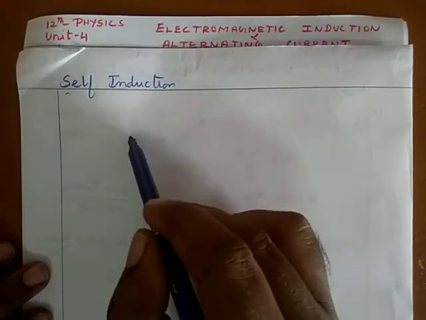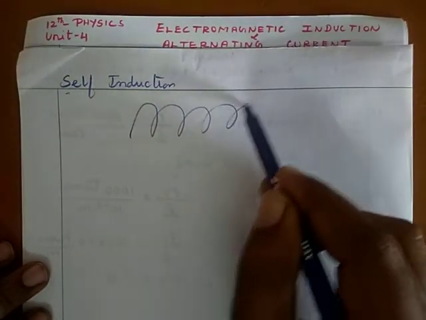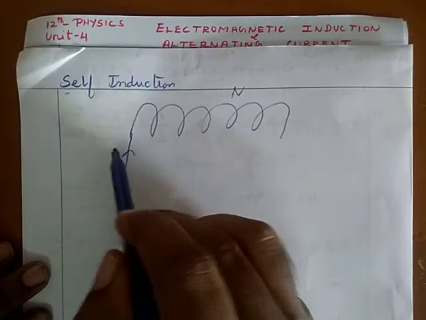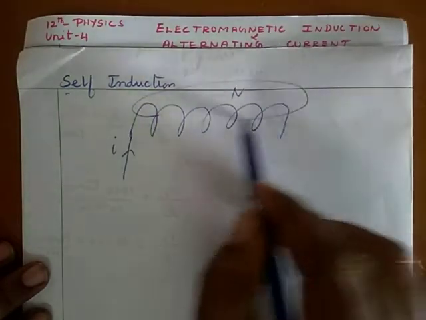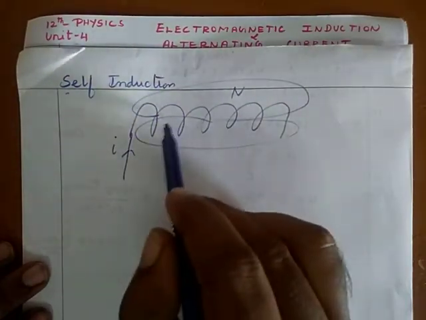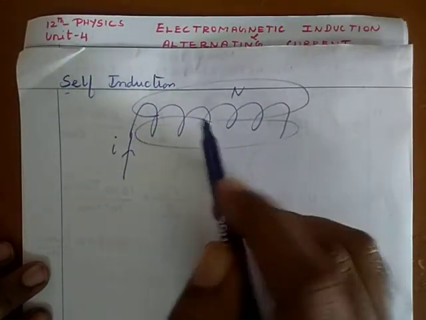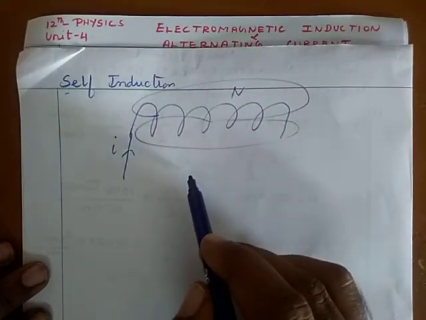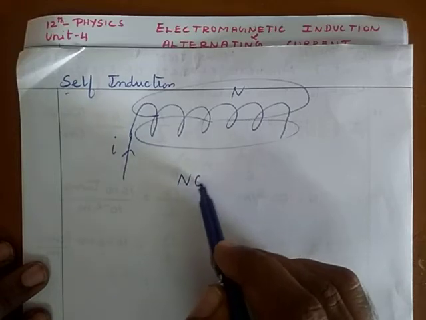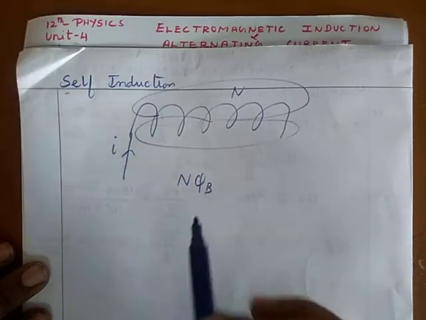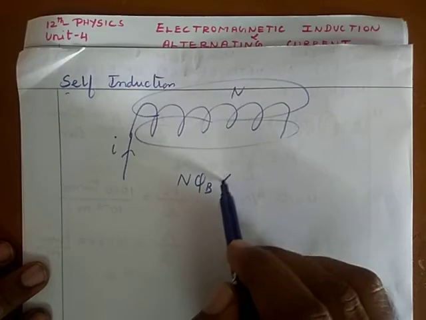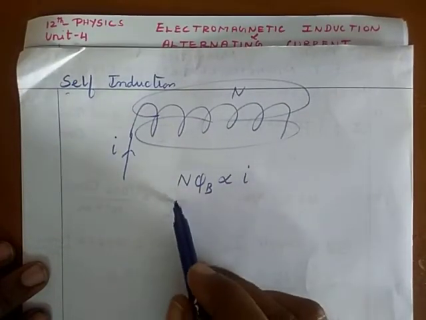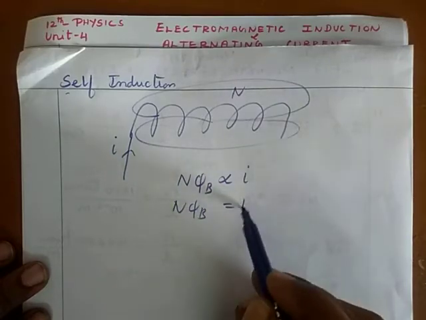Here I consider a coil having N turns. If I apply a current in the coil, it produces a magnetic field. Due to this magnetic field, it produces a total flux linkage, which can be written as N phi B. This flux linkage is only due to the current flowing through the coil. Then the proportionality constant is written as N phi B is equal to Li.